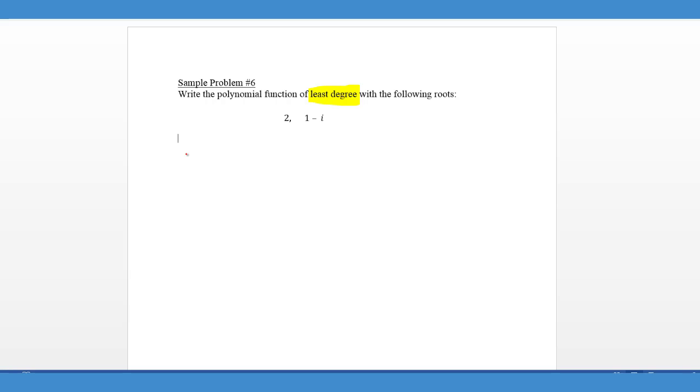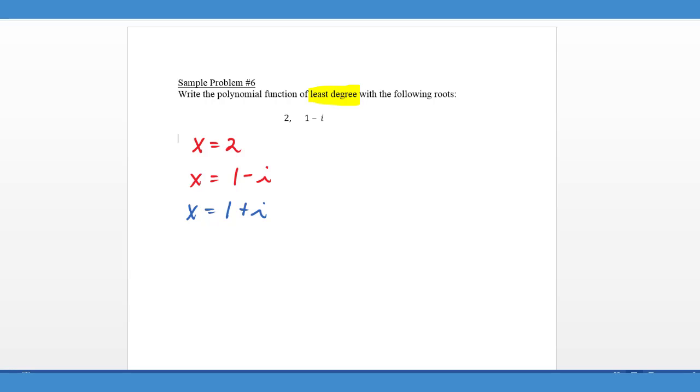So here we go. I'm going to start this off. What this is basically telling us is that we know that x is equal to 2, and we know that x is equal to 1 minus i. The conjugate pair theorem tells us that we also have to have the conjugate as well. So we have 1 plus i.